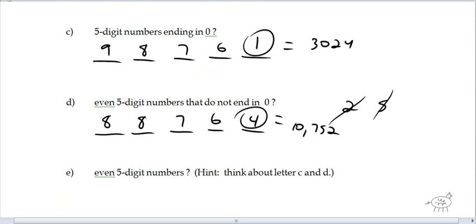All right. Okay, so letter E is saying an even 5-digit number. And it says, hint, think about letters C and D. I don't want you guys to write anything down now. I just want you guys to pay attention here because this is something you just need to watch, okay? So if I draw 5 slots here and I say, well, it's got to be an even 5-digit number. Do you guys agree the last slot can either be 0, 2, 4, 6, or 8? So there's 5 possibilities here. I come to the first slot.